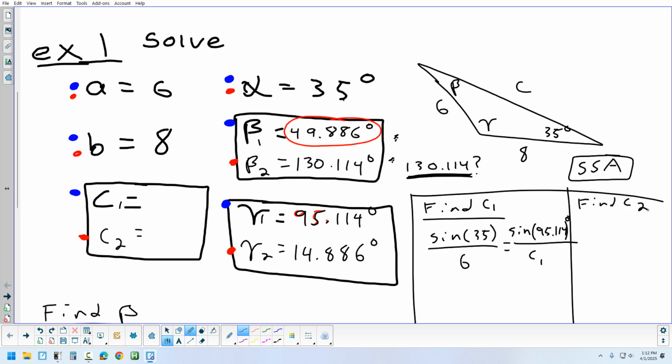Now let's set it up for C2. To find C2, it's going to be pretty much the same thing on the left side. It's exactly the same thing. Sine 35 over 6 equals, and what angle are we going to use? Sine 14.886, over C2. It's 14.886.